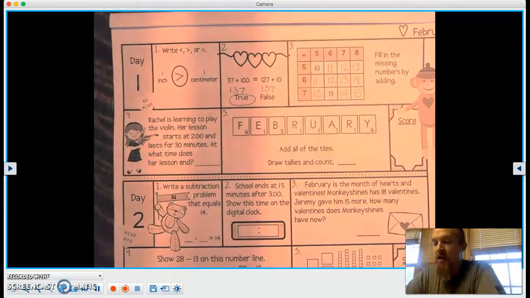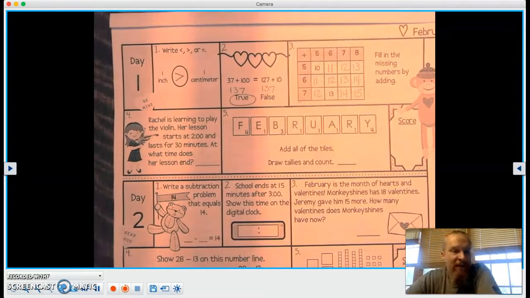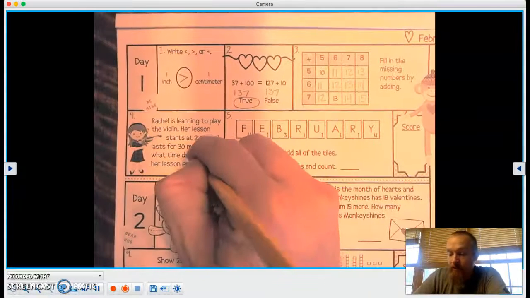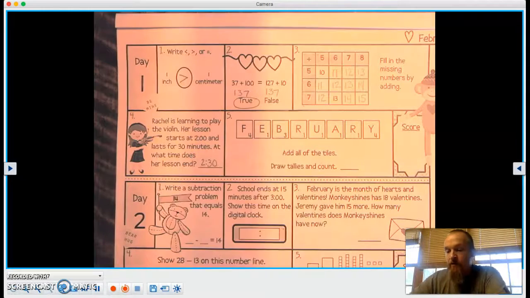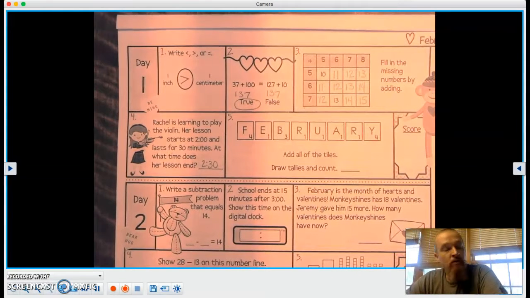All right, number 4. Rachel is learning to play her violin. Her lesson starts at 2 o'clock and lasts for 30 minutes. At what time does her lesson end? Well, if it started at 2 and went for 1/2 hour, that would be 2 hours and 30 minutes. So her lesson ends at 2:30.